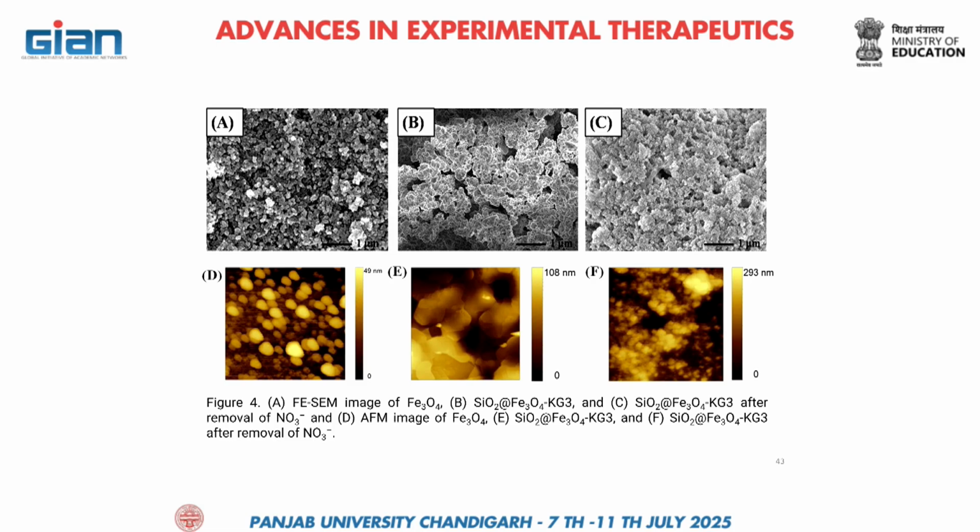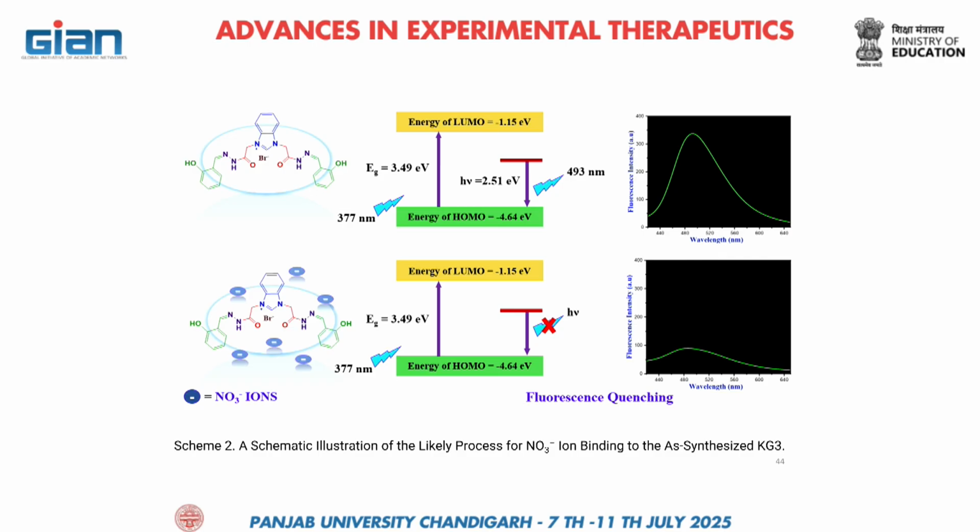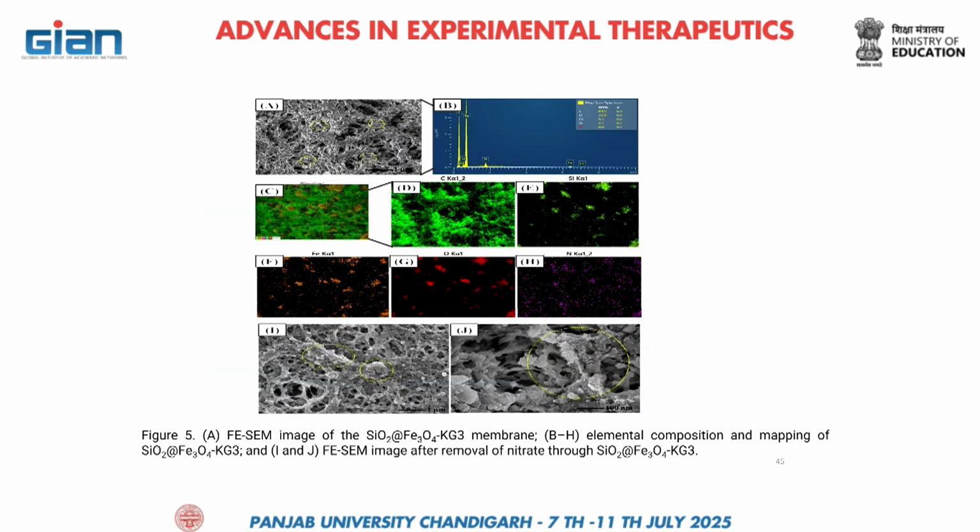If we see the SEM of iron oxide, and of iron oxide and silica along with our molecule, those SEMs show that small particles are there, and when it was interacting with nitrate, there was a quenching in the fluorescence intensity, which clearly shows that nitrate is binding with this entity. Then we thought, let us change our direction from antimicrobial to nitrate removal.